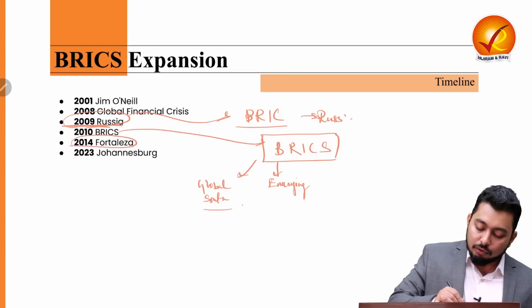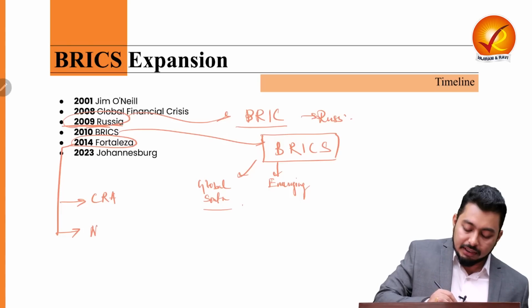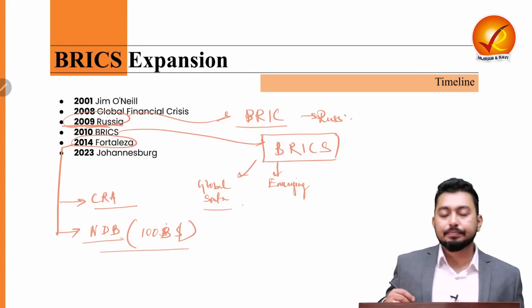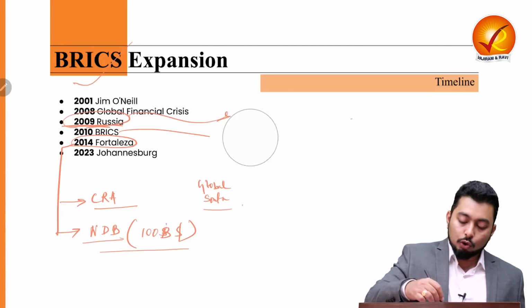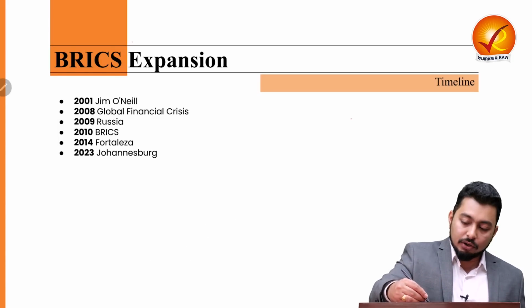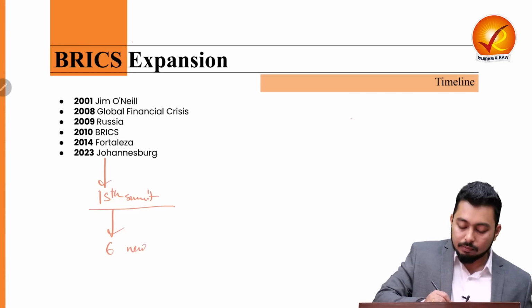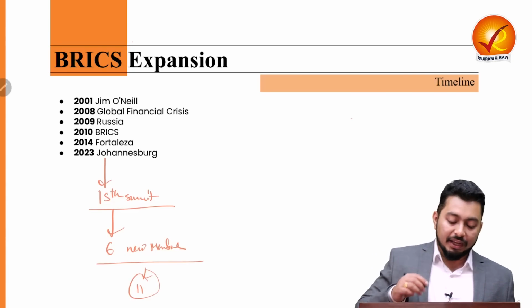Then in 2014 in Fortaleza, we got 2 important additions: the contingency reserve arrangement as well as the NDB, the New Development Bank, with $100 billion of funds from its own members. And finally, in 2023, Johannesburg, and this is your 15th summit, we got 6 new members, making it an 11-member grouping.